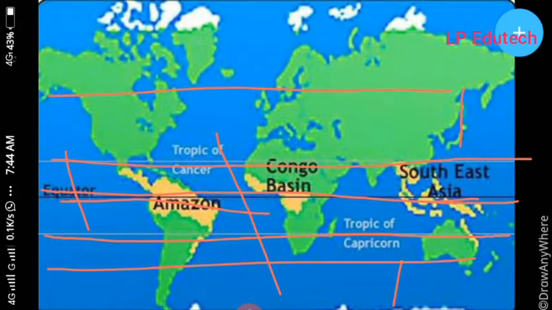In the polar areas the temperatures are very low. So these are the polar areas. Temperature is very low. Evaporation is also very less in polar areas. So salinity is also low.